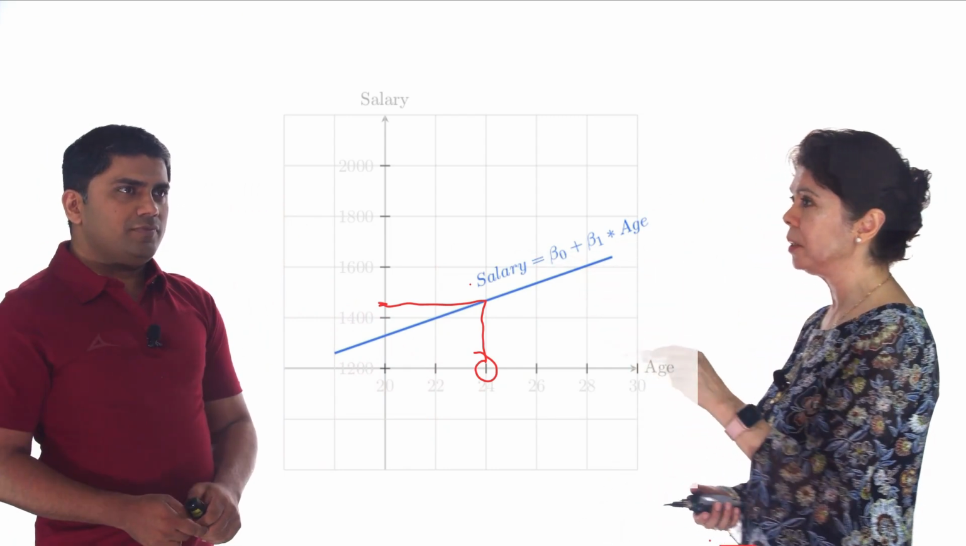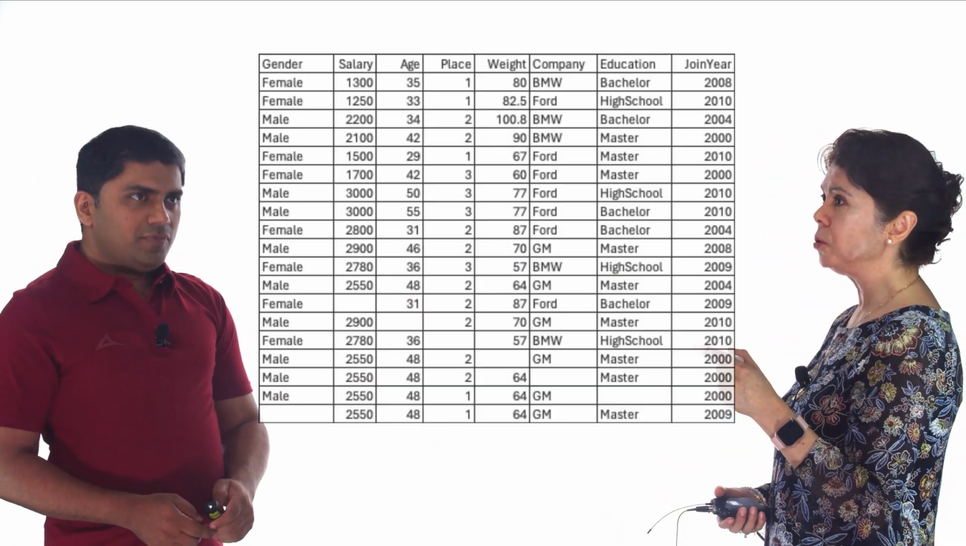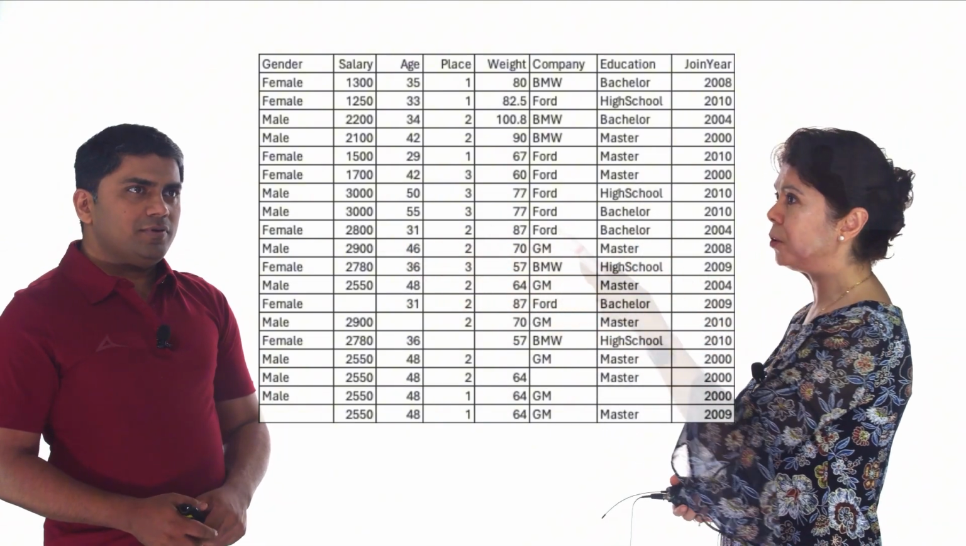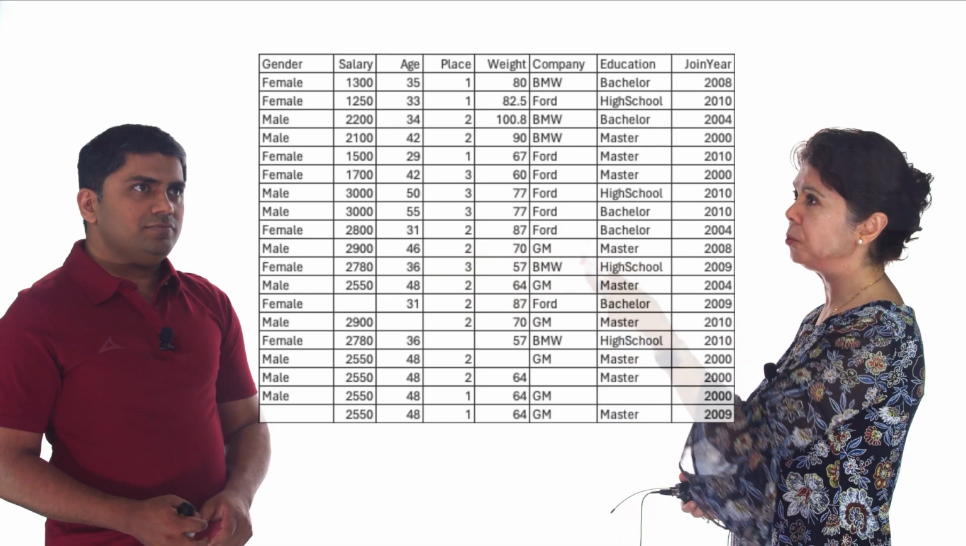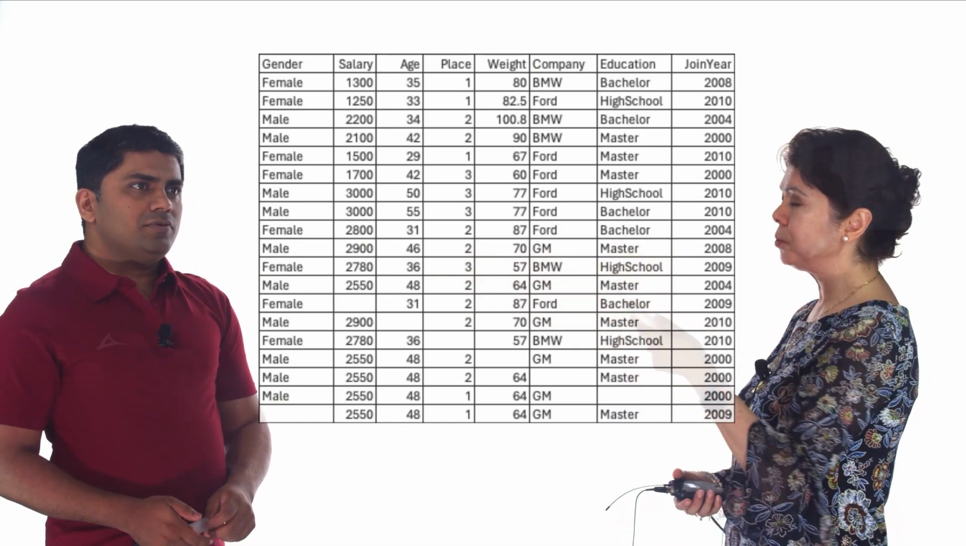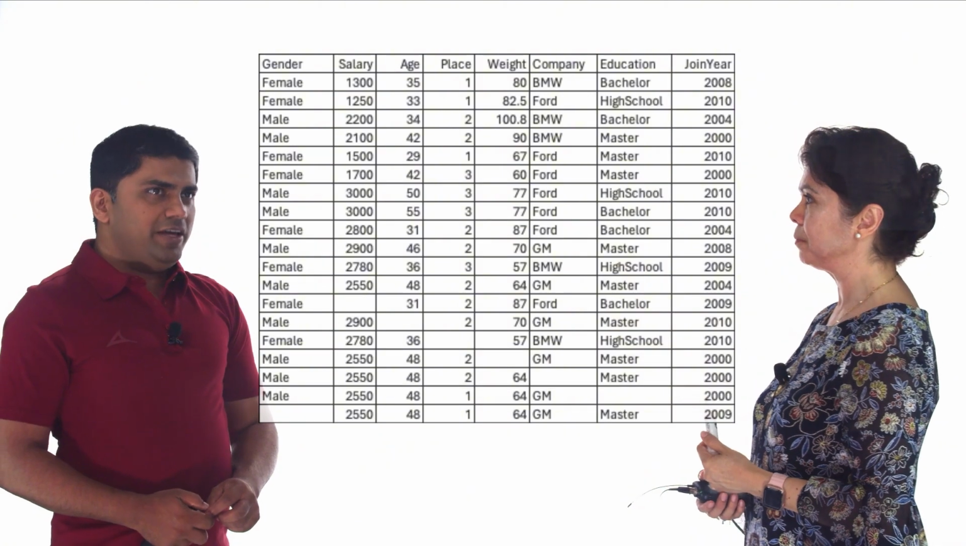If we go back to the data that they gave me, you see we have more variables. They also have the gender, the company which he wants to work with, and the education. So how can we include all those variables into the prediction? Okay, that's a good question.